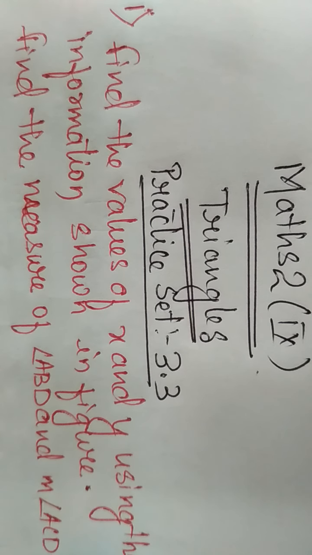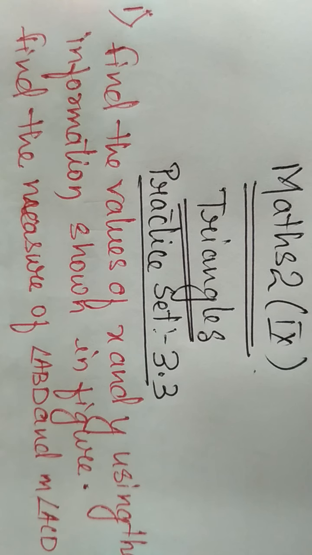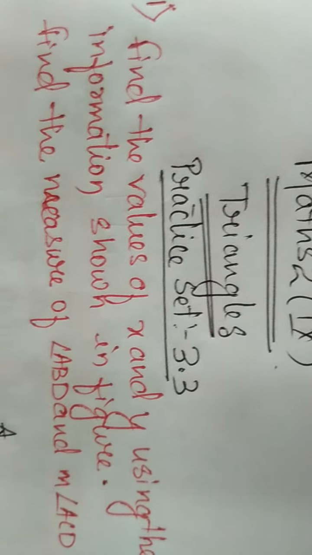Good morning, children. Today we will start practice set 3.3 of the triangle chapter, that is your Mathematics 2. The first question of practice set 3.3 is: find the values of x and y using the information shown in the figure. So find the measure of angle ABD and the measure of angle ACD.